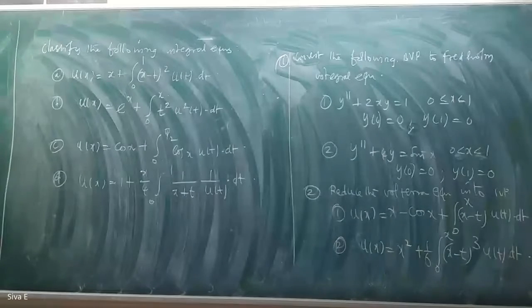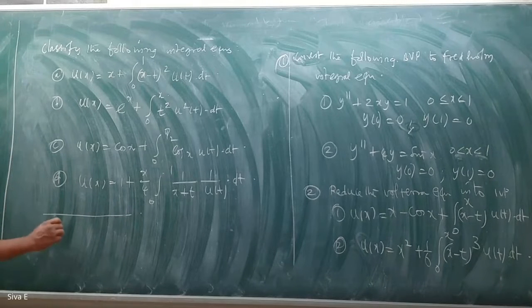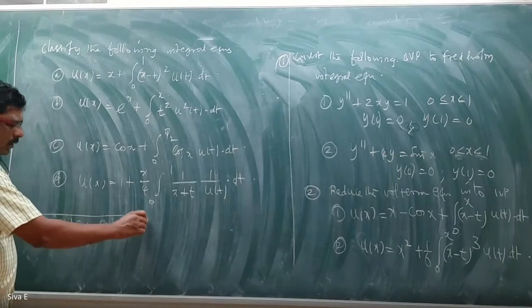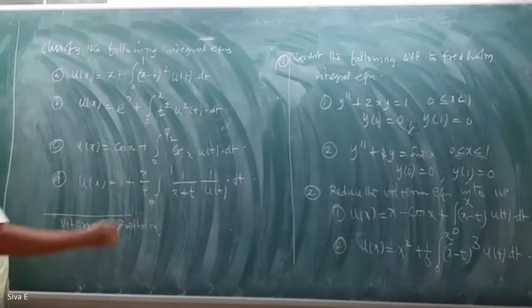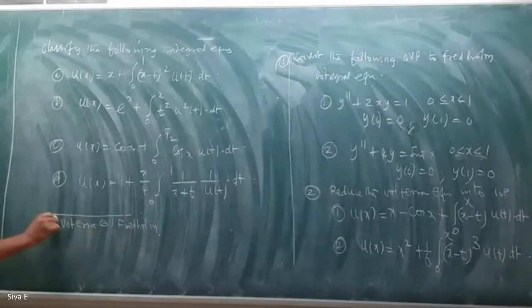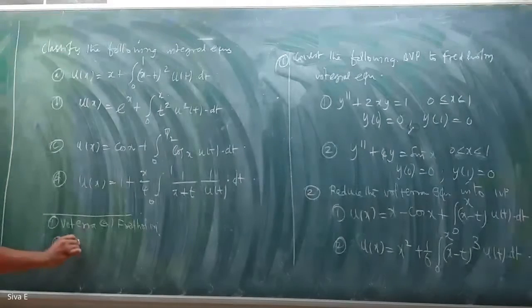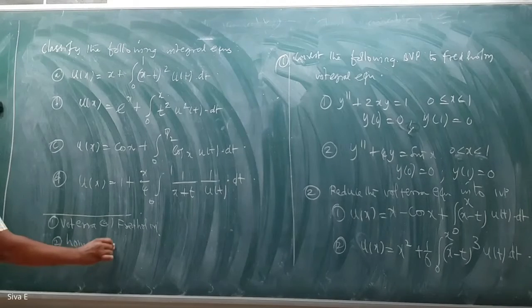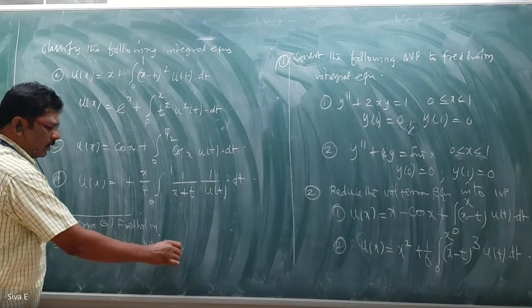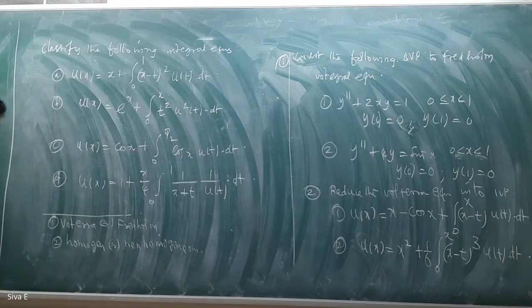Here, what are the things you have to identify? Six things you have to identify. One is whether it is Volterra or Fredholm. You can identify: it is Fredholm, it is Fredholm, it is Volterra, it is Fredholm. Second thing is whether it is homogeneous or non-homogeneous. For everything I have given separately the reason why it is homogeneous or non-homogeneous. Third one is linear or non-linear.